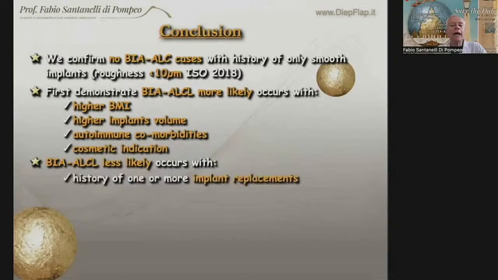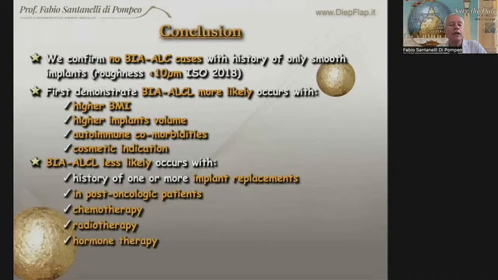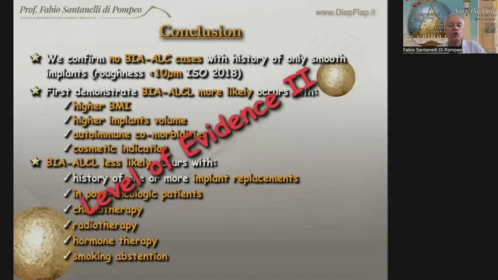BIA-ALCL occurs less likely, so these are protective factors: the history of one or more implant replacements. So we can repeat and confirm again, but at a higher level of evidence, that implant replacement is protective. And being a post-oncologic patient is protective too, probably because chemotherapy, radiotherapy, and hormone therapy are protective factors for the onset of the BIA-ALCL disease. This study, which will soon be published, is level 2 of evidence. This is the highest possible level of evidence that we can produce for BIA-ALCL disease.